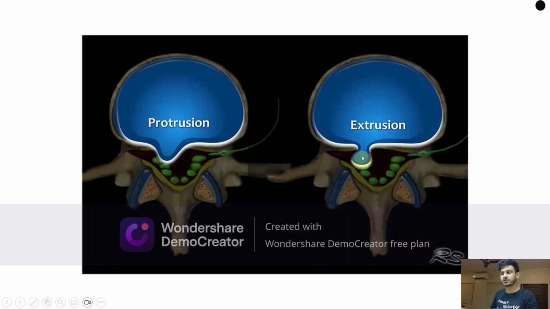So this will be an extrusion according to Campbell, whereas here in our protrusion you can see the base is wider than the material extruding out. Alright, that's all about a disc herniation.